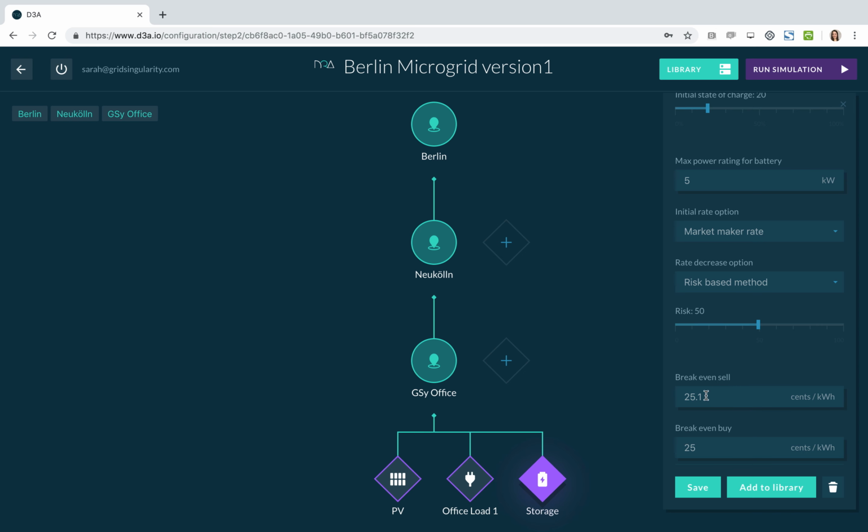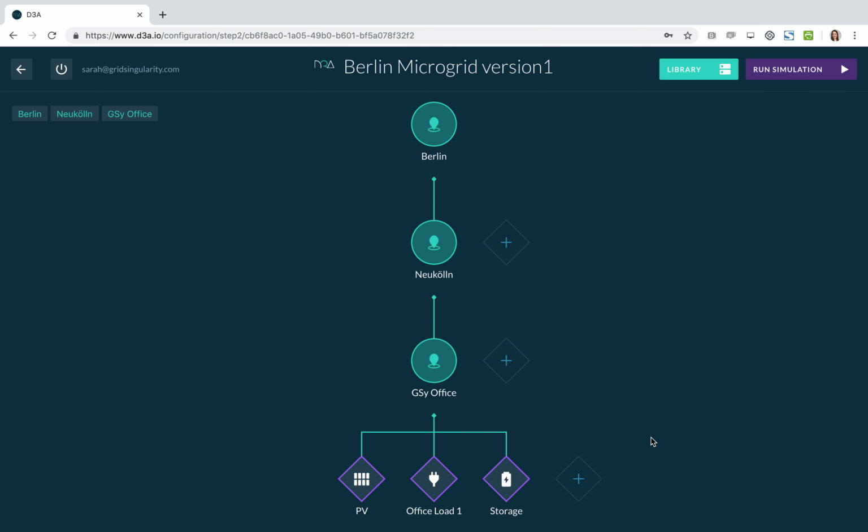In the storage, for example, it sets up a break-even buy and sell. So it will try to start selling at the higher price, the market maker price, and if no one buys its energy at this price, then it will start to decrease its price. But at the break-even point, once the market prices get so low, the energy storage will, instead of trying to sell, switch and try to buy power from a PV that's selling at a very low price, for example.